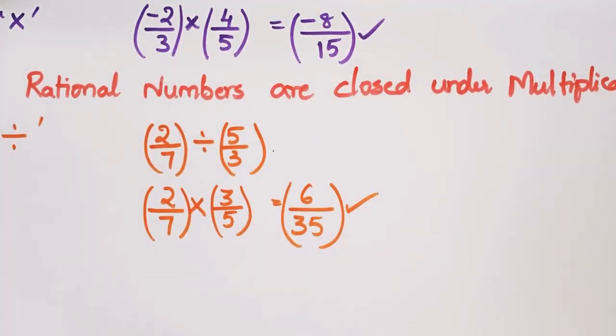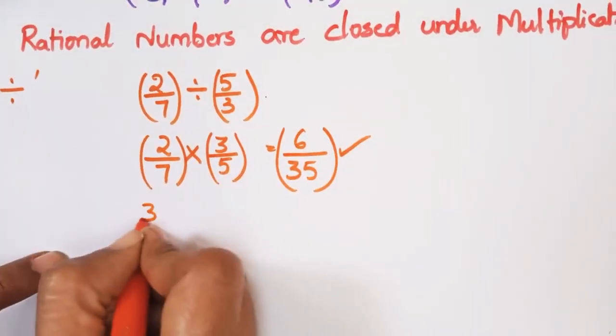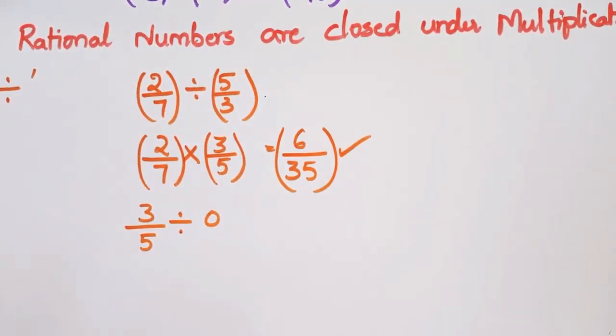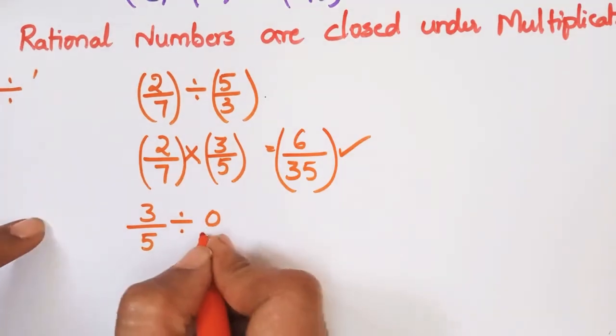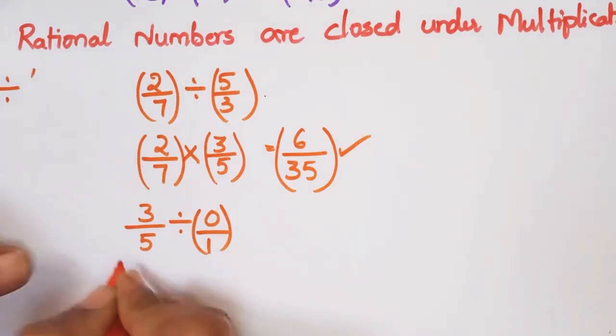But with this example, can I conclude that rational numbers are closed under division? No. Let me check with one more example. That is, I want to take 3 by 5 divided by 0. 0 is a rational number. Of course, I can take 0 and check it. Whenever I am saying that 0 is a rational number, I mean to say that it's 0 by 1, because I need to express it in the form of P by Q. So for any number, I can use the denominator as 1. So now let me check this.